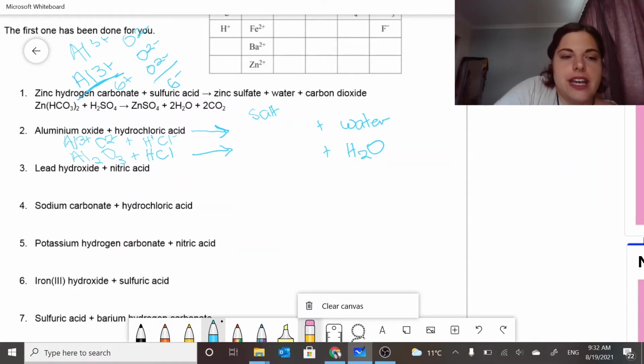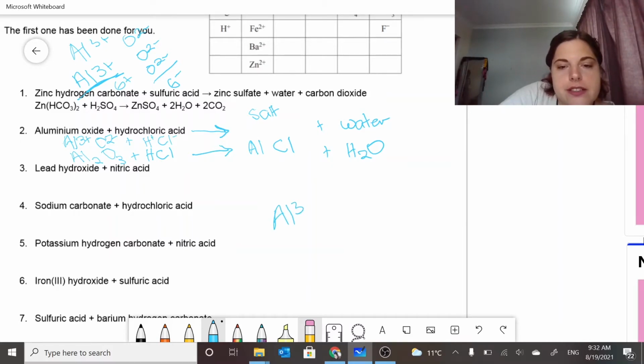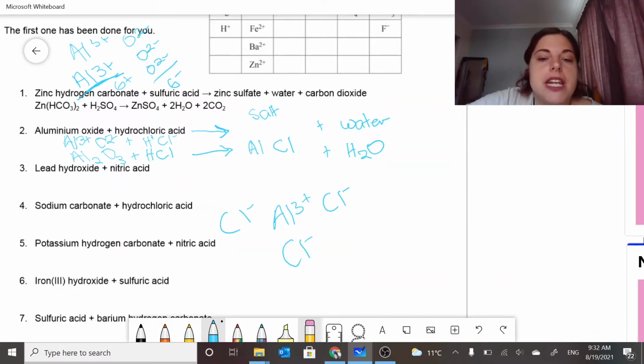So we are going to get aluminum chloride. Now you'll be thinking to yourself, how do I know how many aluminums to have and how many chlorides to have? Well, we need to think about it in that same way. If we have Al3 plus, we need to add enough negative charges to balance out that 3 plus. So we need to add in 3 negatives, so we're going to add a little subscript under the Cl of 3.